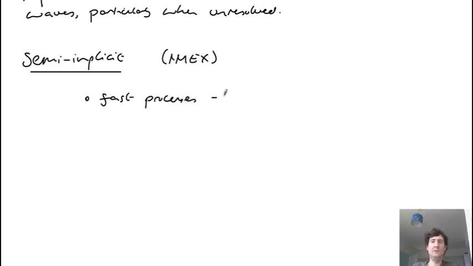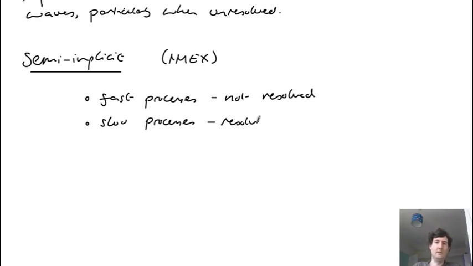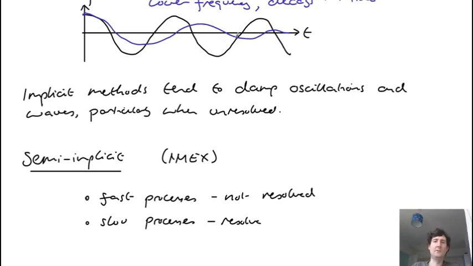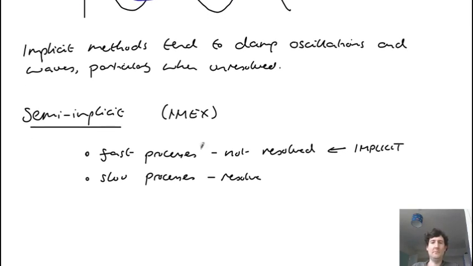which you don't really want to resolve, so you're quite happy to step over them, and then slow processes which you want to resolve correctly, and so you don't want to damp these processes, and so these ones you can basically solve implicitly, because you're quite happy to step over those timescales, and these ones you can solve explicitly.